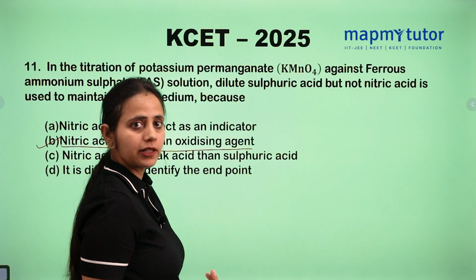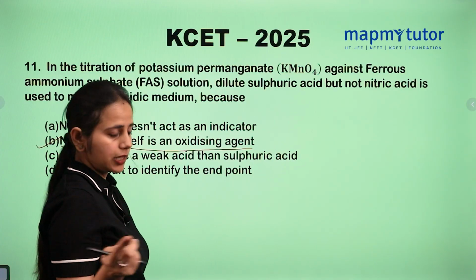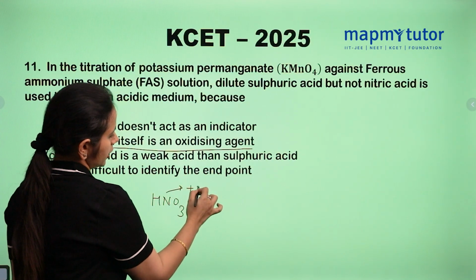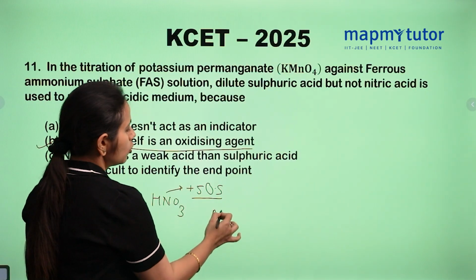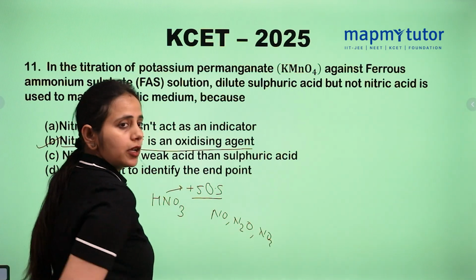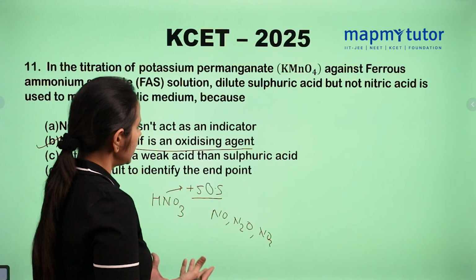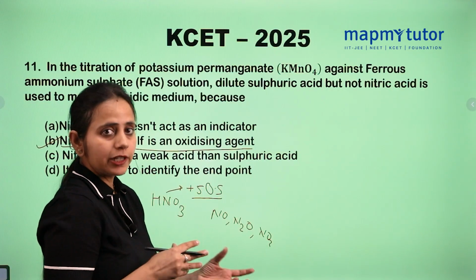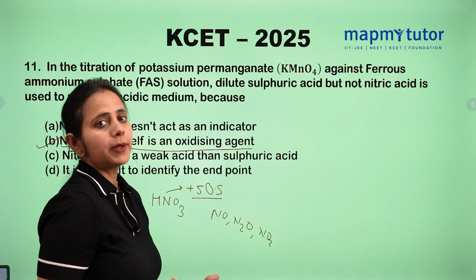KMnO4 is also an oxidizing agent. Nitric acid is also an oxidizing agent because in HNO3, nitrogen has a +5 oxidation state. If it is in +5 oxidation state, it can get reduced to NO, N2O, NO2. So it is an oxidizing agent. If both are oxidizing agents present in the same titration, they will interfere with the titrant and the analyte, and so we will not get the best results.